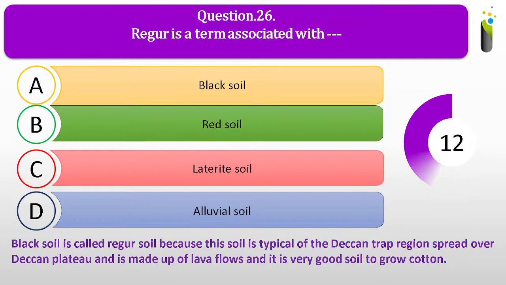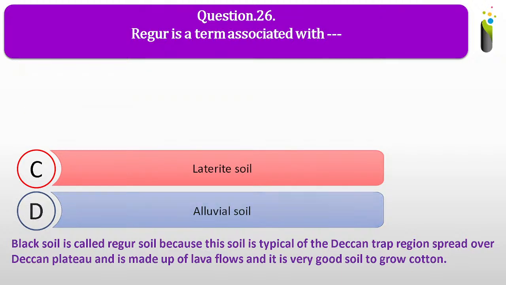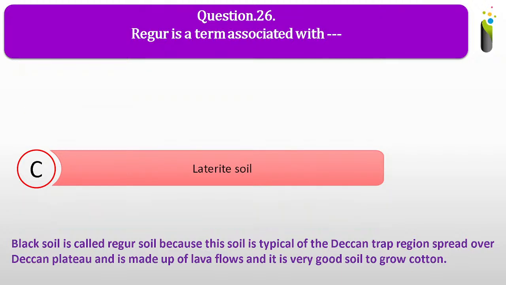And the correct answer for this question is black soil. See, black soil is called a rigor soil because this soil is typical of the Deccan Tract region spread over Deccan Plateau and is made up of lava flows, and it is very good soil to grow cotton. Please keep this in mind. So rigor is a term associated with black soil. Yes, Angaraj Goswami, you're right.